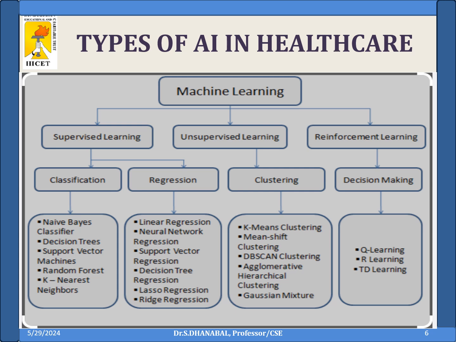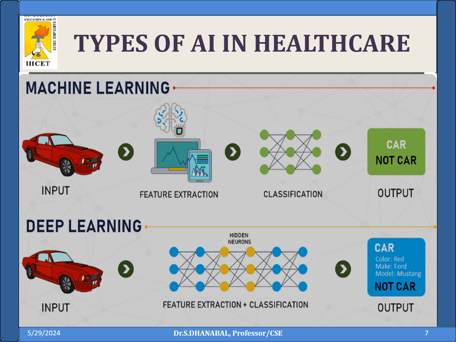Okay, so we have classification and regression techniques. In classification, we have naive Bayes, decision trees, SVM (support vector machine), random forest, k nearest neighbors, etc. In regression, we have linear regression, neural network regression, SVM, decision tree, lasso, and ridge regression, all those things. When we are talking about clustering, we have k-means clustering, DBSCAN, agglomerative, Gaussian mixture, all those things. When we are talking about reinforcement learning, we have decision making, Q learning, and TD learning. Apart from that, we have so many things.